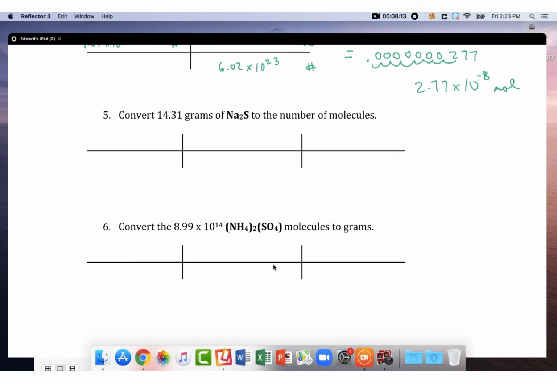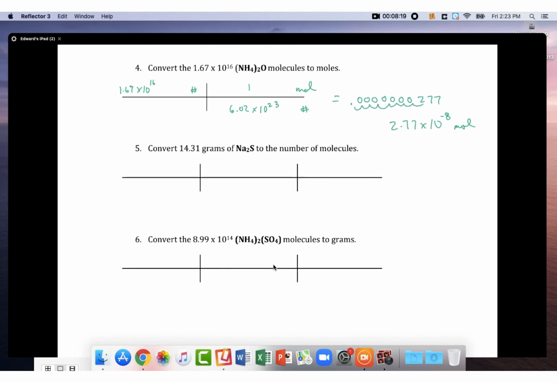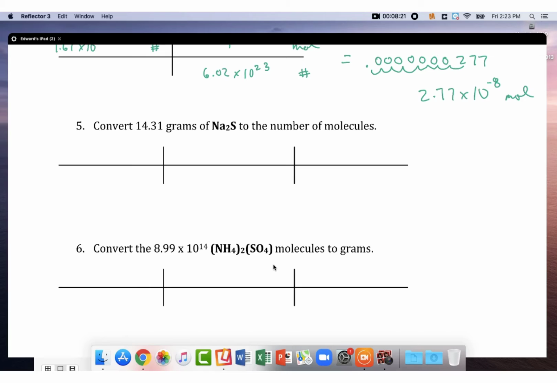All right, so this time we have grams, and we're going to go from grams to the number. This is the big one. This is the big one, kids. Here we go. So we're going to go from the grams, and it's 14.31 grams. Let me move that grams over because I put it in the wrong spot. Grams of Na2S. And we're going to moles.